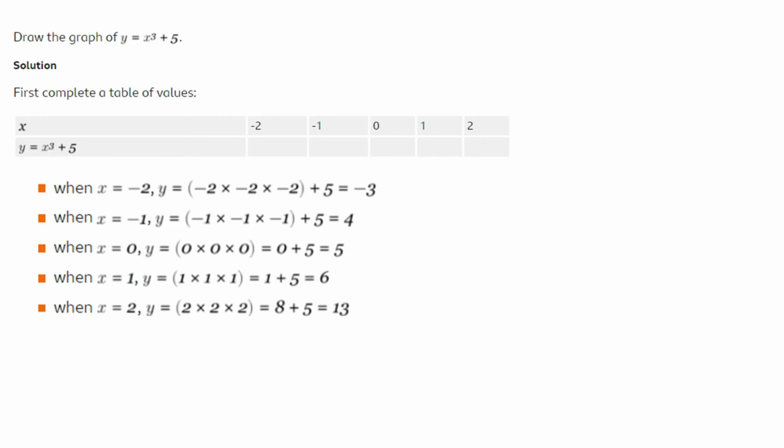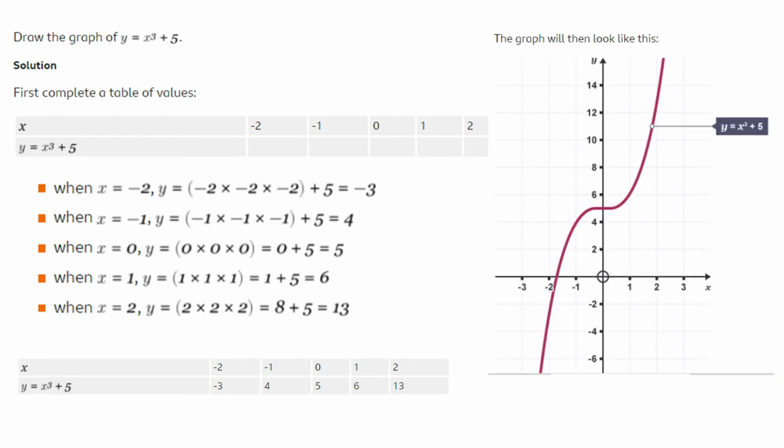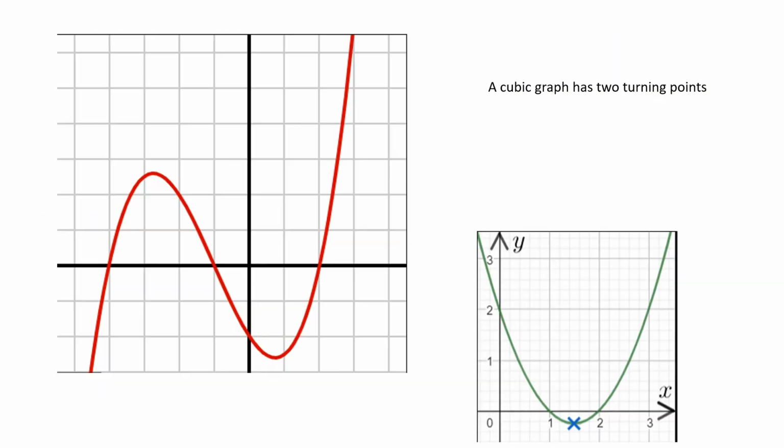You would do that for all the points that you are given, and after you have plotted them, you would end up with this sort of S shape. A cubic graph has 2 turning points. I have circled them here in blue. Those are our turning points. That's when the graph changes direction.